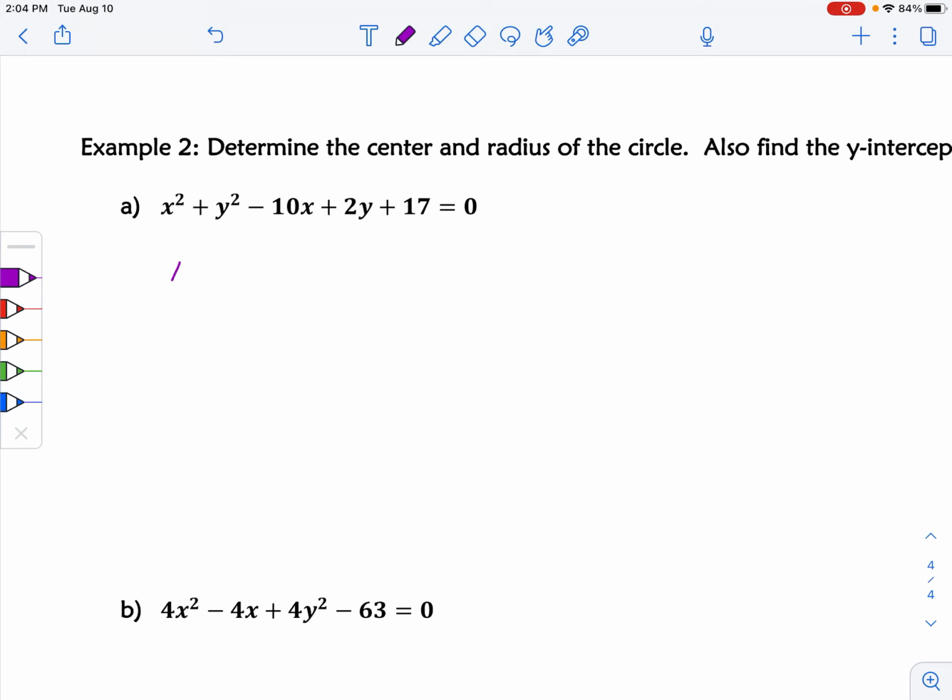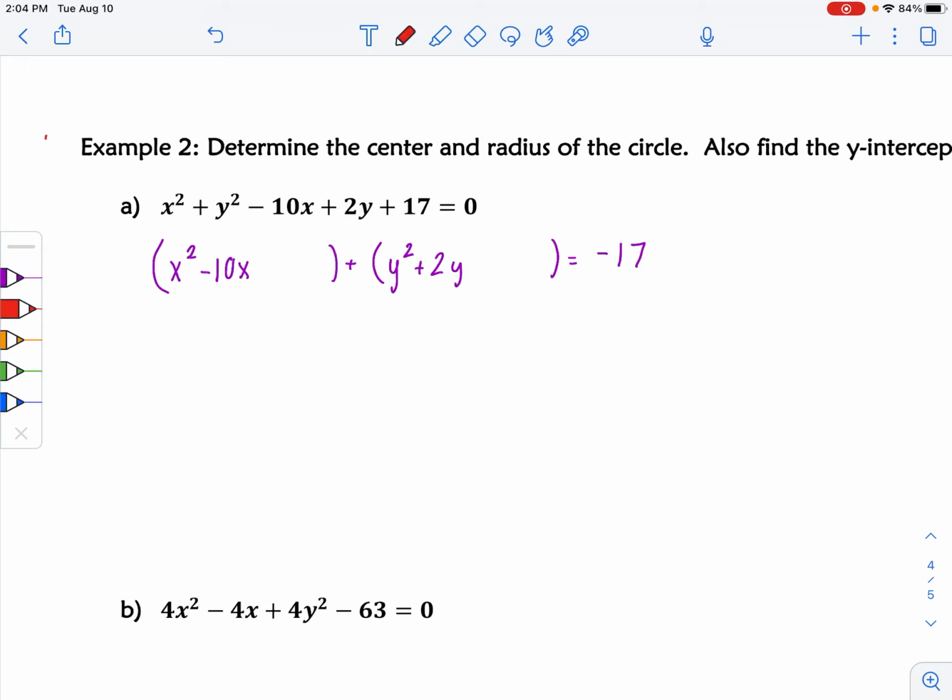Step 1, put your x's together: x squared minus 10x. I'll even put the parentheses. Let's put our y terms together. And I have to move over any constants I have. So that 17 is now moved to the right side.